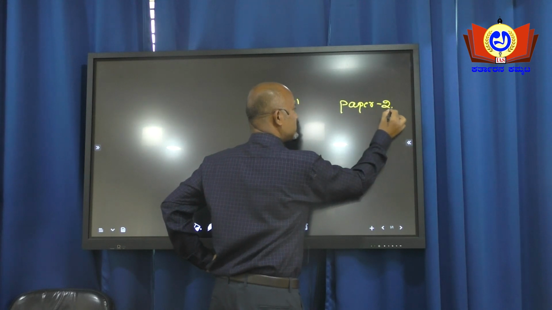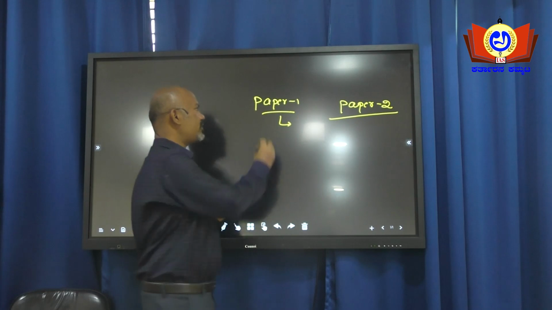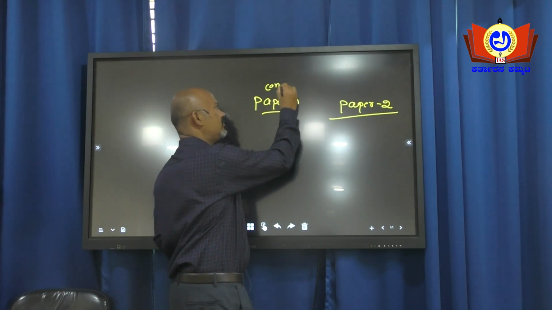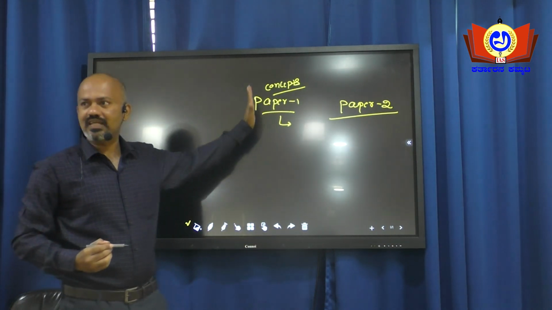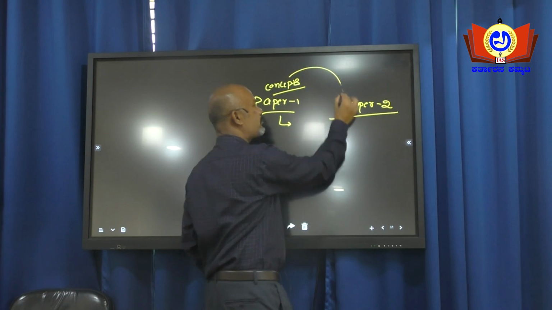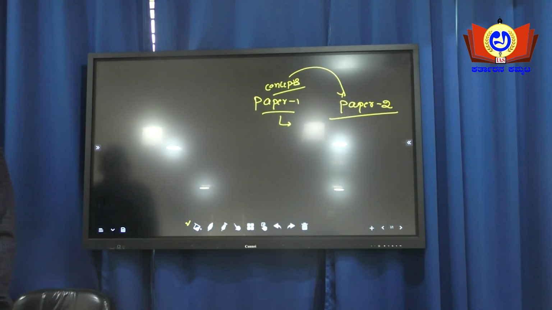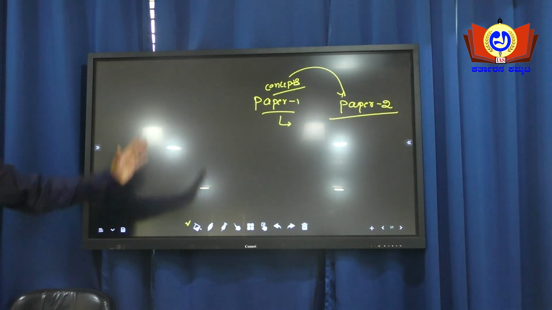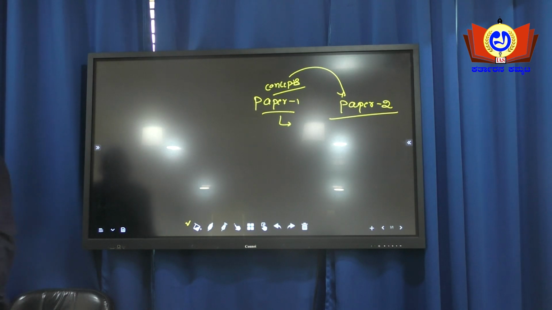Paper 2, all optionals have two papers. UPSC generally includes concepts in paper 1. More or less Western or general concepts, and these concepts will be applied in paper 2 in almost all the optionals, and the same is true in sociology also. The concepts we study in paper 1, the same concepts applied to the Indian context we study in paper 2. So paper 2 is called Indian sociology.